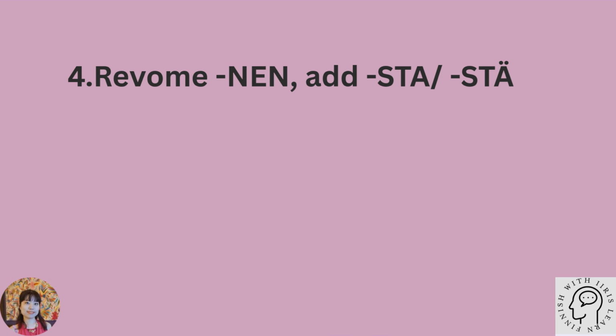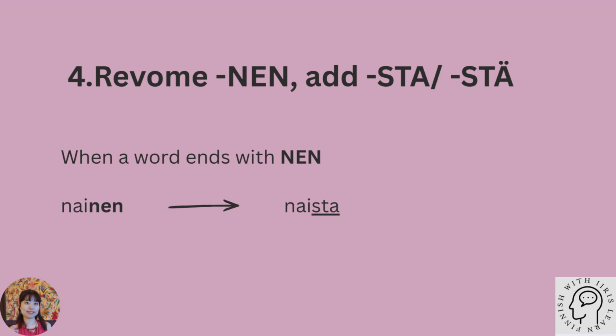The last pattern is for words ending in nen. First, remove nen and then add STA or STÄ. For example, nainen, meaning woman, ends with nen. Remove nen, add sta, and you get naista.